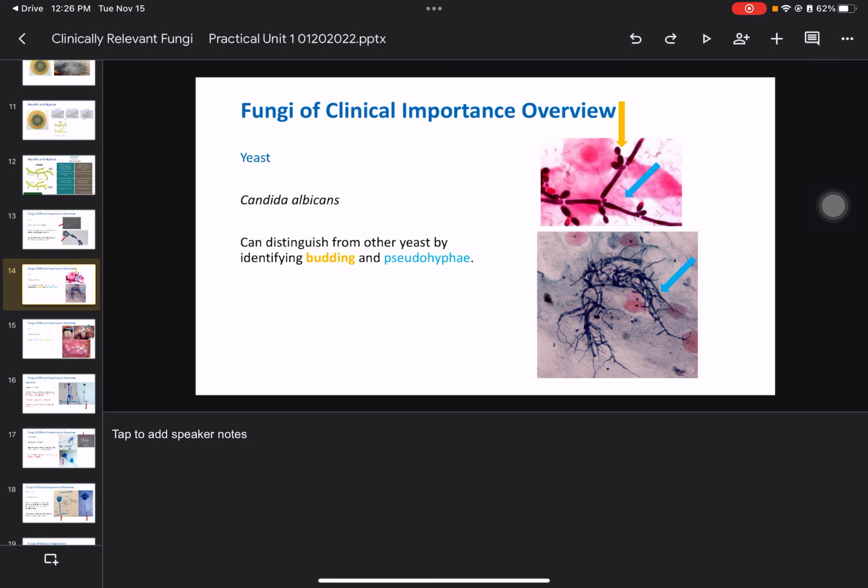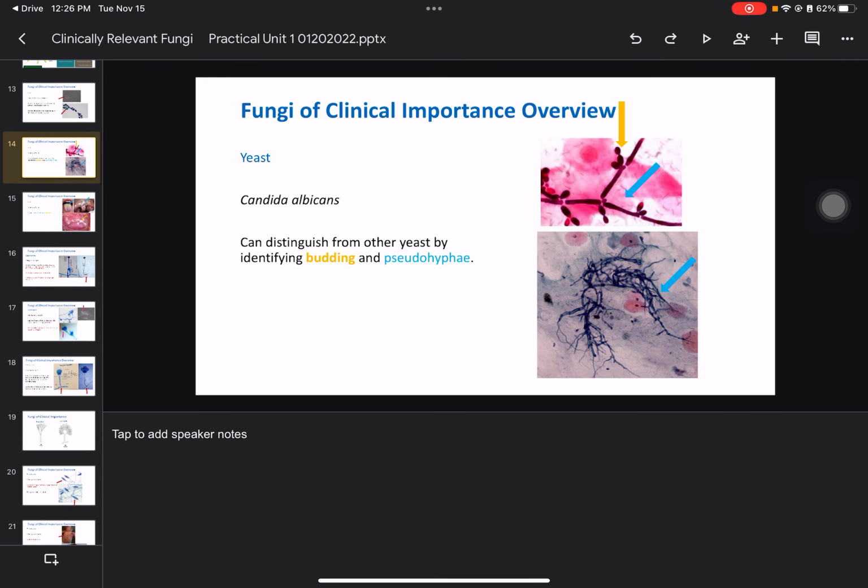Candida albicans is very easily distinguished because it not only buds, but it produces pseudohyphae. So you can see the yellow arrow is pointing to the budding yeast, but the blue arrow is pointing to the pseudohyphae. If you see pseudohyphae and budding yeast, it is Candida albicans. You see both in the same organism. Good? You can take pictures if you want, but it's on Blackboard for you.